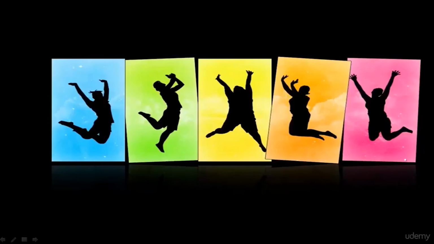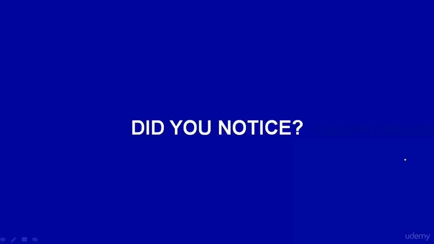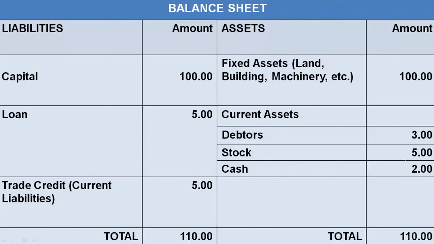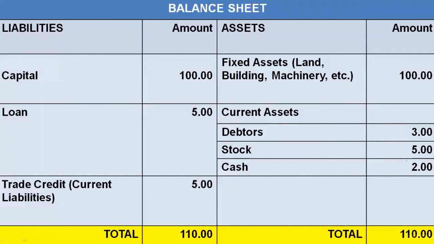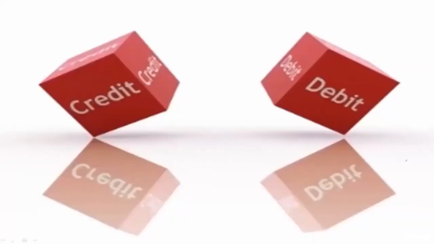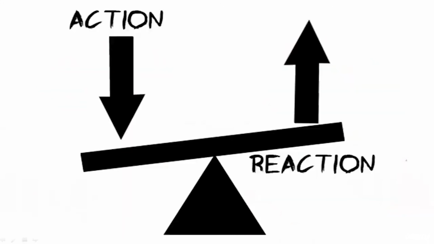So this is all about the balance sheet. We have recorded the liabilities on one side, assets on the other side. It can be vertical, it can be horizontal. But here, did you notice, total on both sides same? Yes, total on both sides same. It's because of something called the double entry concept. For every debit there is going to be a credit, or put it in this way, for every action there is a reaction. So the balance sheet will always tally. So this is all about balance sheet and income statement.